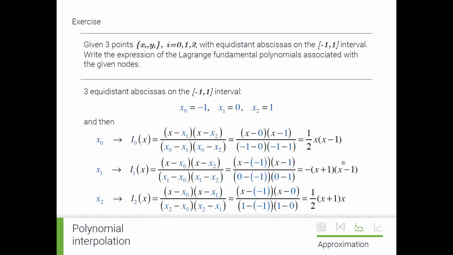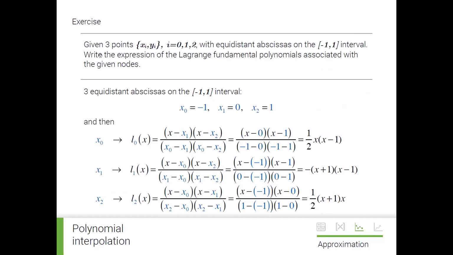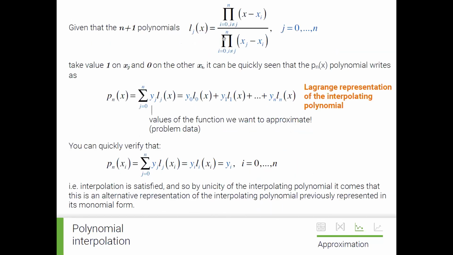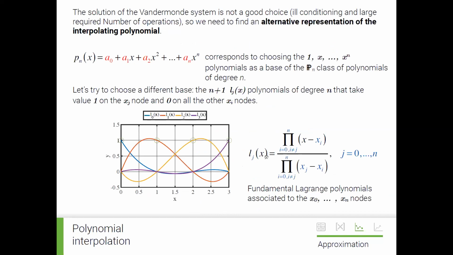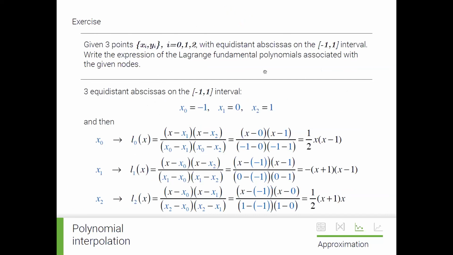So we have 3 functions, new functions now. They are the Lagrange fundamental polynomials, because here is written: the Lj of x are the fundamental Lagrange polynomials associated to the nodes x0 to xn. In our case, they are the Lagrange fundamental polynomials associated with these given nodes x0, x1, and x2, with these 3 nodes.